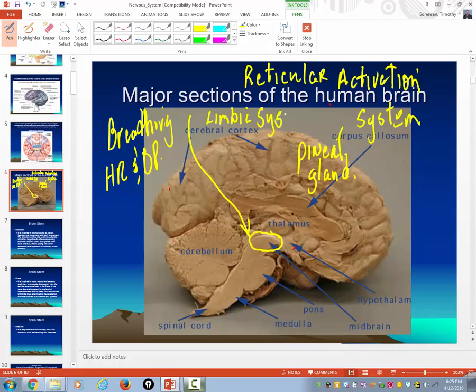This is the seat of our emotion and memory. This is part of what's referred to as the limbic system. This is where you get angry. This is where you love. This is where you hate.